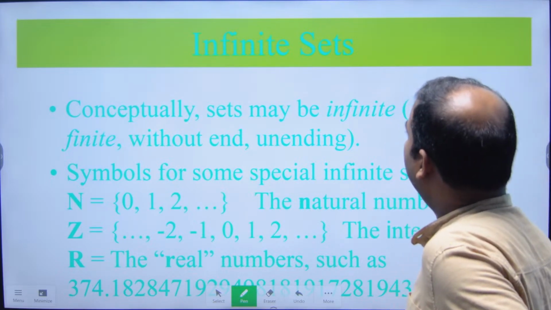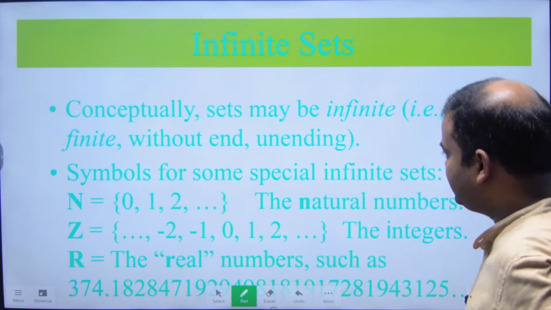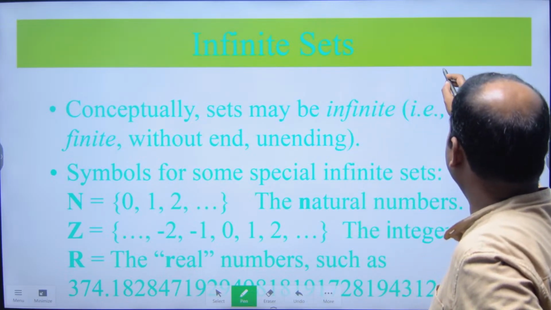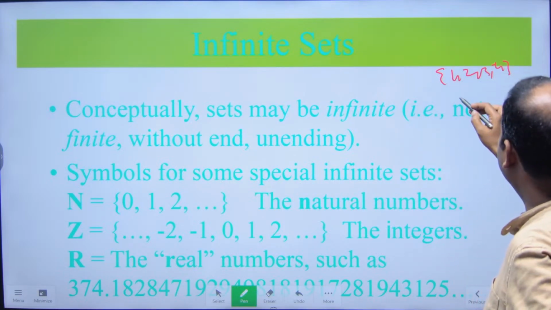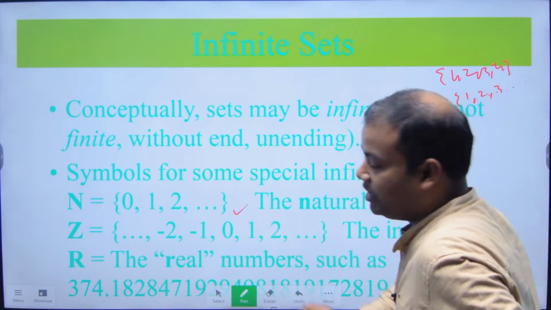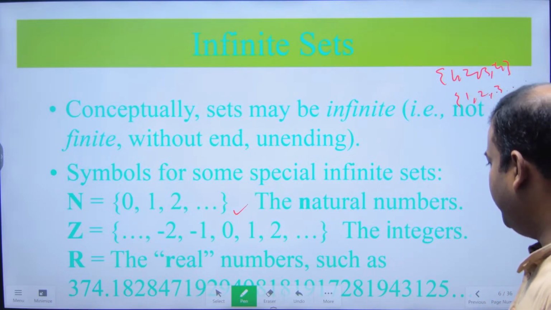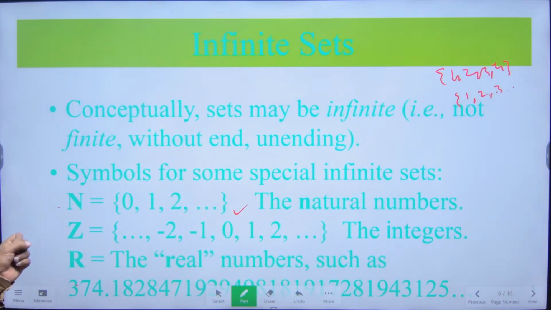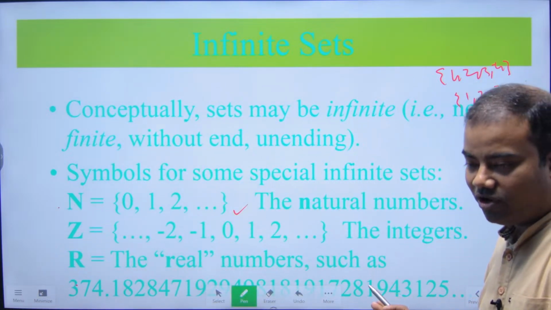Anything else? Are all infinite sets the same? For example, one set is 1, 2, 3, 4. If I have finite elements, that is one set. And another set is 1, 2, 3, 4, and so on, for example the natural numbers. One more set is called the real numbers. Are this infinite and that infinite the same, or is there any difference? Both are infinite, but is there any difference?